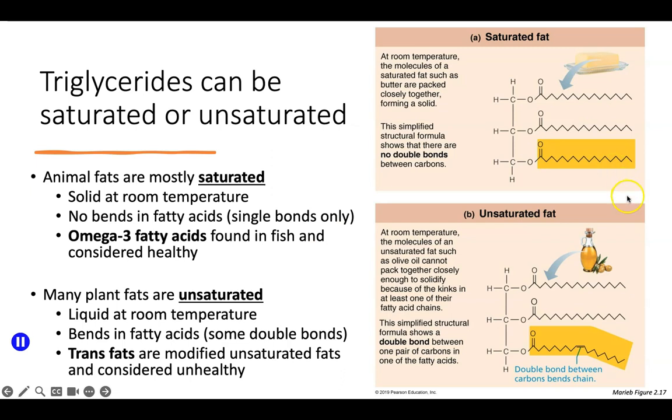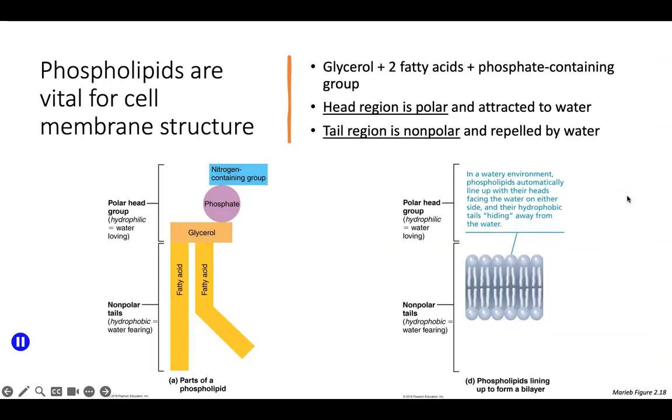So next up, we have this second type of lipid, which is a phospholipid. I mentioned before they're the chief component of the cell membrane, so they're vital for cell membrane structure.